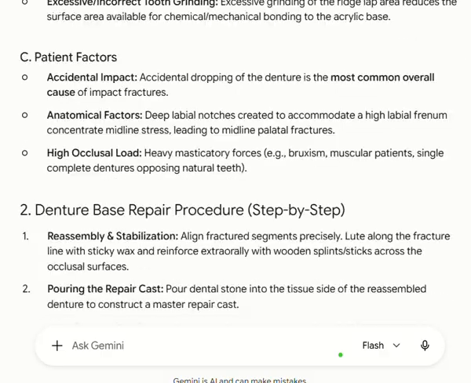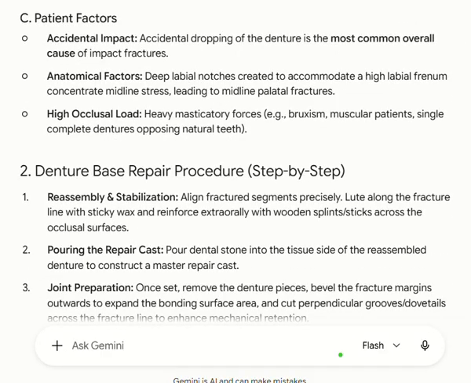C. Patient factors. Accidental impact: accidental dropping of the denture is the most common overall cause of impact fractures. Anatomical factors: deep labial notches created to accommodate a high labial frenum concentrate midline stress, leading to midline palatal fractures. High occlusal load: heavy masticatory forces, e.g., bruxism, muscular patients, single complete dentures opposing natural teeth.